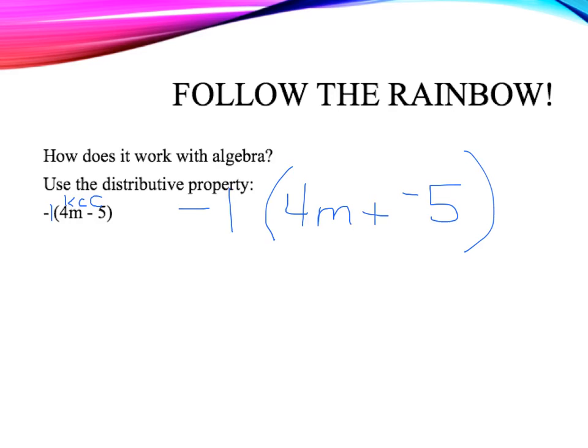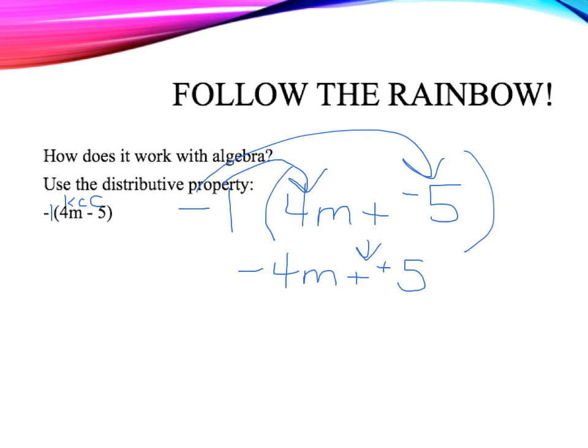Now I can go ahead and distribute. So I have a negative 1 times 4m. A negative times a positive is a negative. So 1 times 4 is going to give me negative 4m. Go ahead and bring down my sign. And then I have a negative times a negative. And if you go back to the rules from the previous example, a negative times a negative gives you a positive. And 1 times 5 is 5.